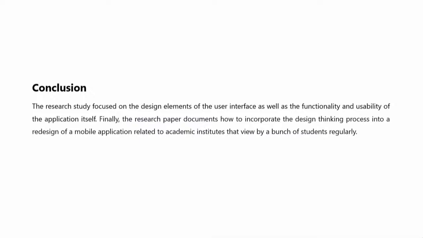And the conclusion of the project I created: this research paper documents how to incorporate the design thinking process into a redesign of a mobile application related to an academic institute that is viewed by a bunch of students regularly.